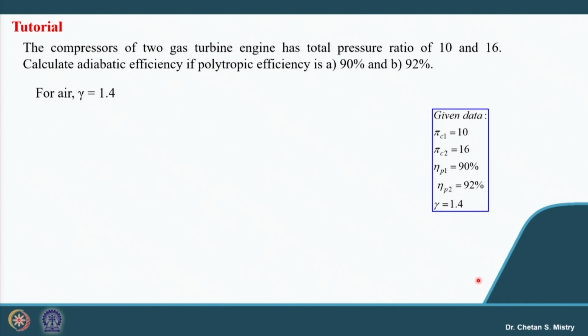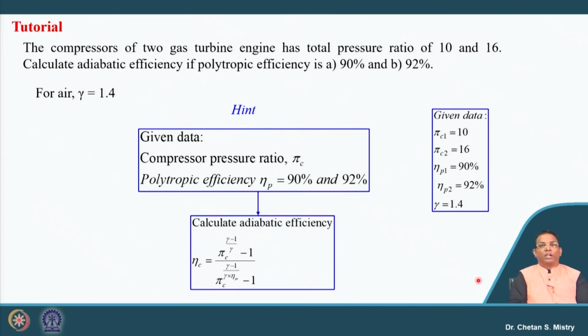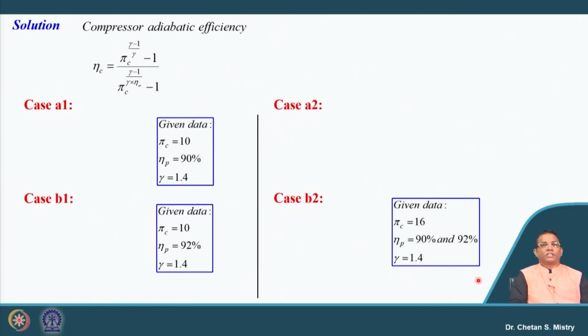So, in the last lecture we were given this numerical. It says the compressors of a gas turbine engine have total pressure ratios of 10 and 16. We need to calculate the adiabatic efficiency if the polytropic efficiencies are, say, 90% and 92%. This is the given data, and we want to calculate our adiabatic efficiency. So, let us start with the first case.